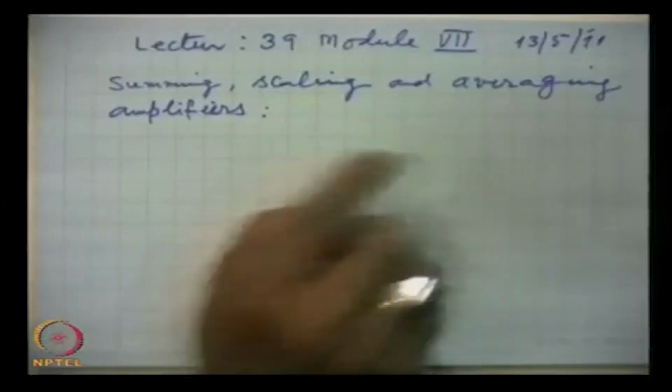Discussing the mathematical operations through amplifiers, and op amps are used in this process, and in fact that is the reason why these are called operational amplifiers. So, the mathematical operation which was currently under discussion was a summing amplifier, a scaling amplifier and an averaging amplifier.